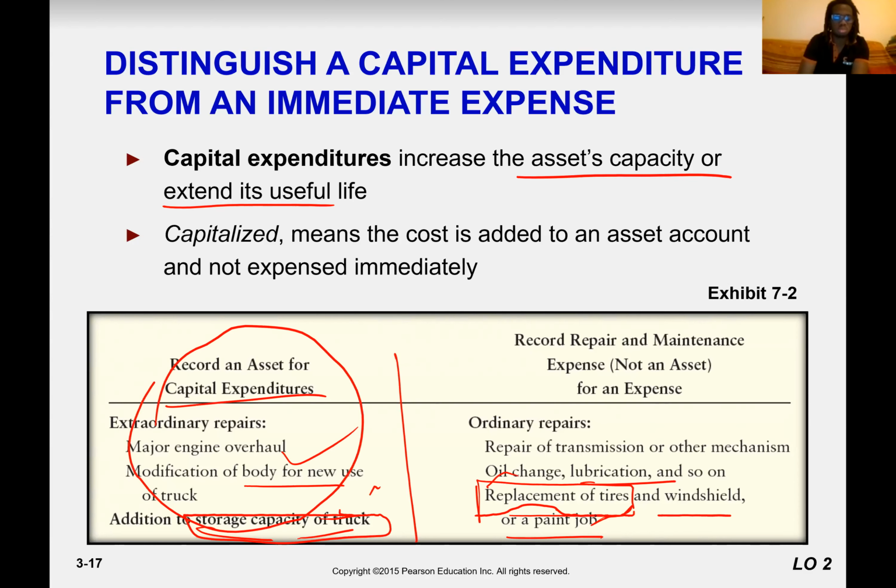So it depends on how you use that asset, right? If you install or change something or spend some money on that asset, and its useful life or its capacity is going to be increased for more than 1 year, we call this a capital expenditure.